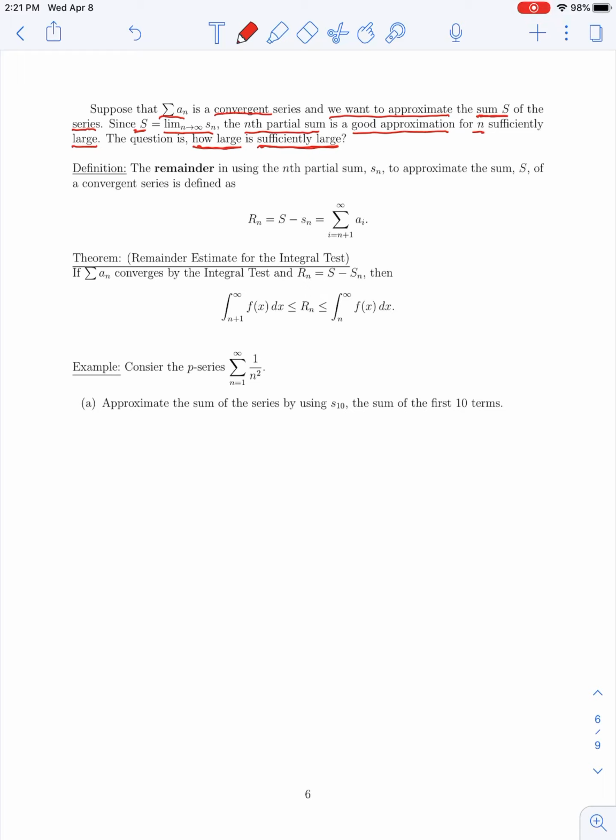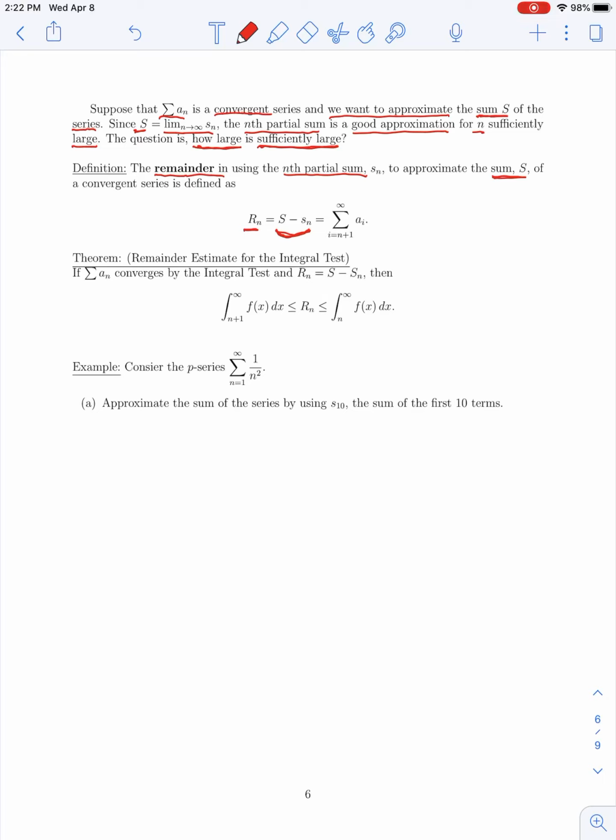So to answer that question, let's introduce a little terminology. We will define the remainder in using the nth partial sum, S sub n, to approximate the sum S of a convergent series as follows. It's denoted as capital R sub n, the remainder in the nth partial sum approximation, and it's the difference in the value of the sum of our series S and the nth partial sum approximation. It's basically how far our approximation is off from the true sum S.